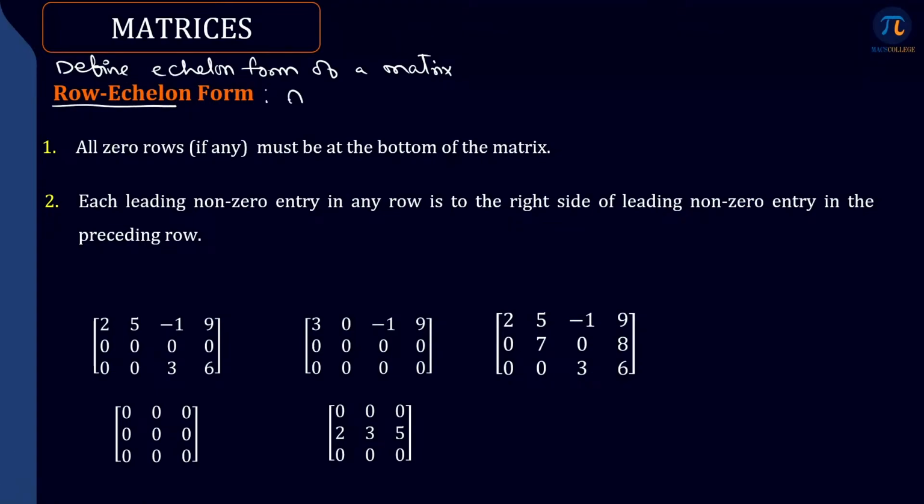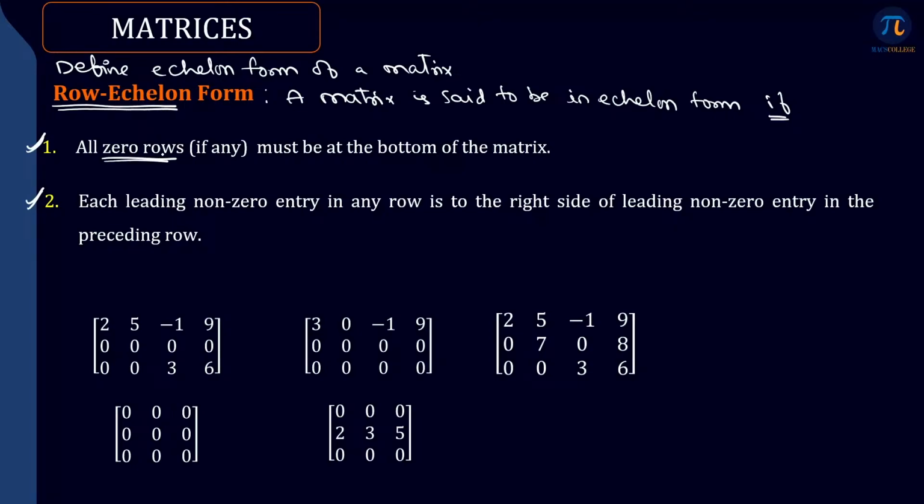A matrix is said to be in echelon form or row echelon form if the following two conditions are satisfied. So, whenever you want to say a matrix is in echelon form, these two conditions must be satisfied. What is the first condition? All zero rows, if any, must be at the bottom of the matrix. So, if you find any zero row, they must be at the bottom of the matrix. That is the first condition.